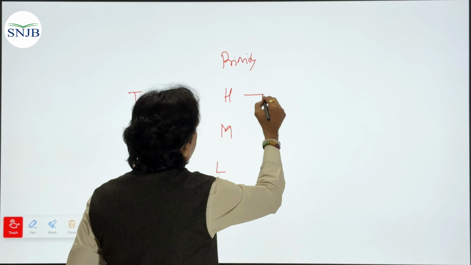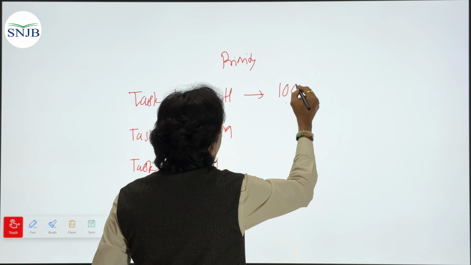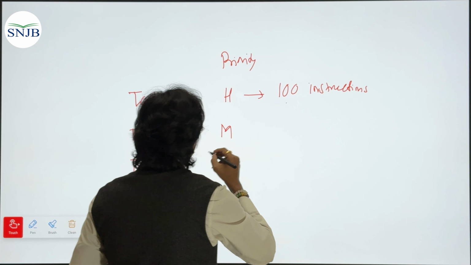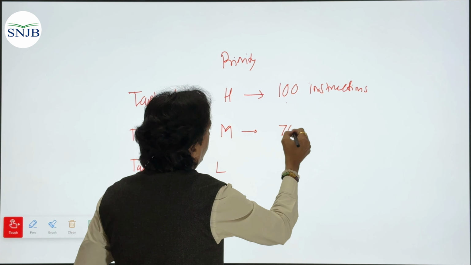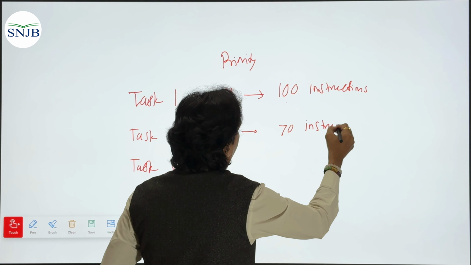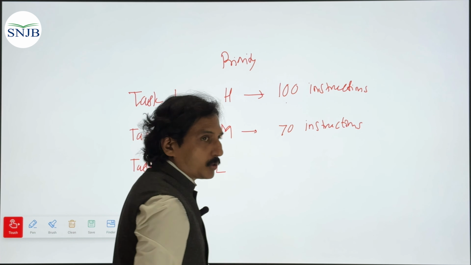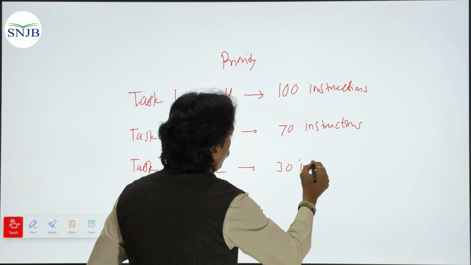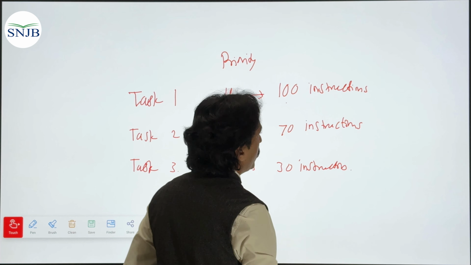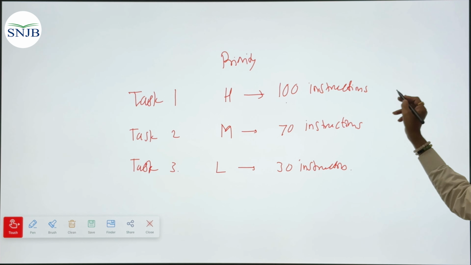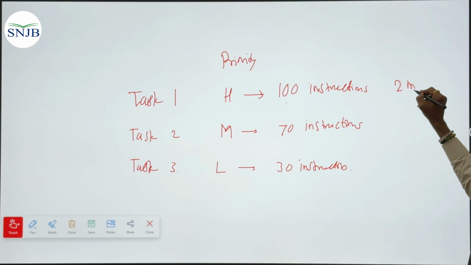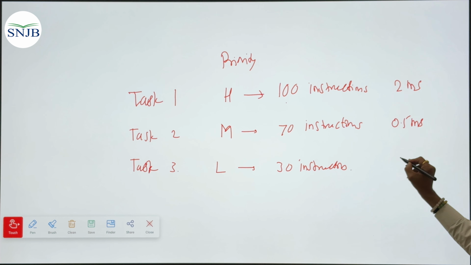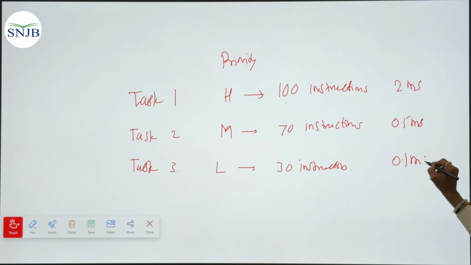For example, this task 1 has 100 instructions. It is a program of 100 instructions. And the second is a program of 70 instructions or statements of programming language, and this is of hardly 30 instructions, for example. So the time required to execute this is, suppose, 2 milliseconds. This takes only 0.5 milliseconds, and this takes only 0.1 millisecond.